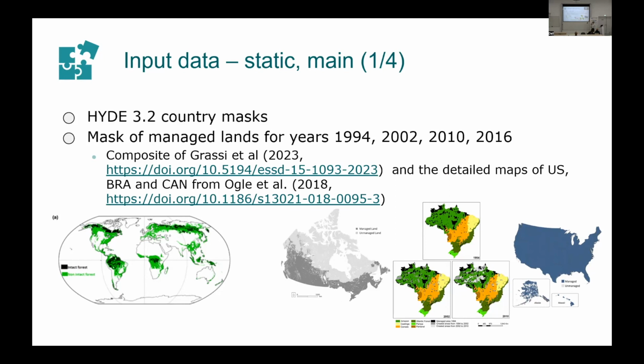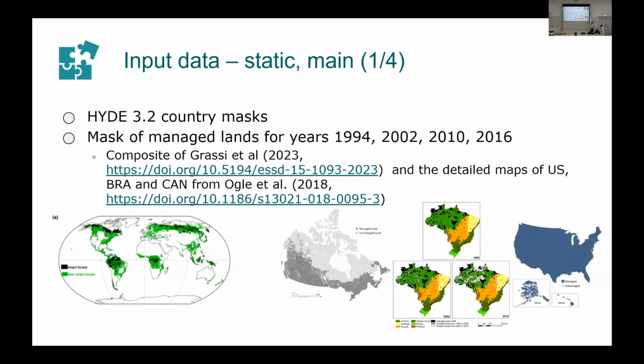There is a synthesis by Grassi et al. 2023 that we use, and we combine this synthesis with detailed maps for Brazil, Canada, and the US from Ogle et al., from a few years ago. You can see in the middle the map for Canada, where you see that the unmanaged land covers more than half of the Canadian territory in this estimate.